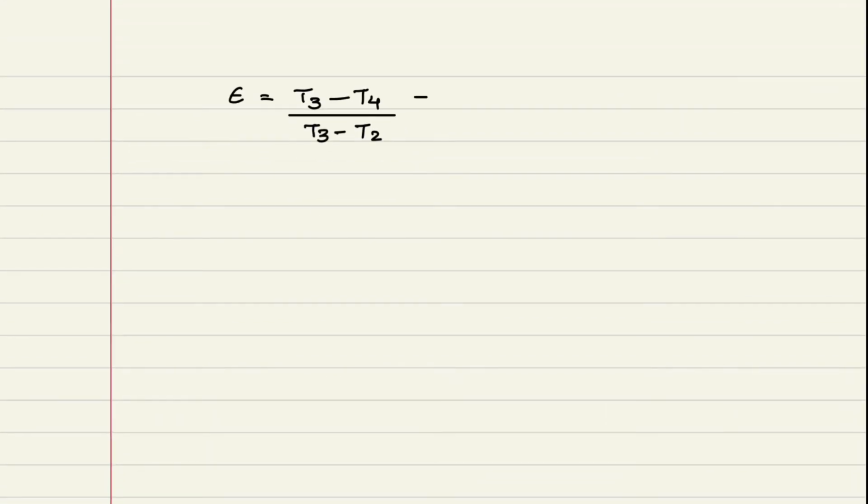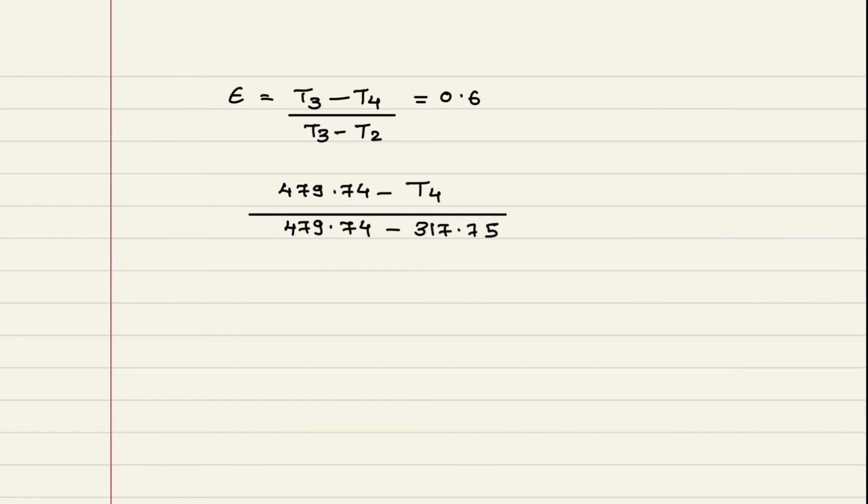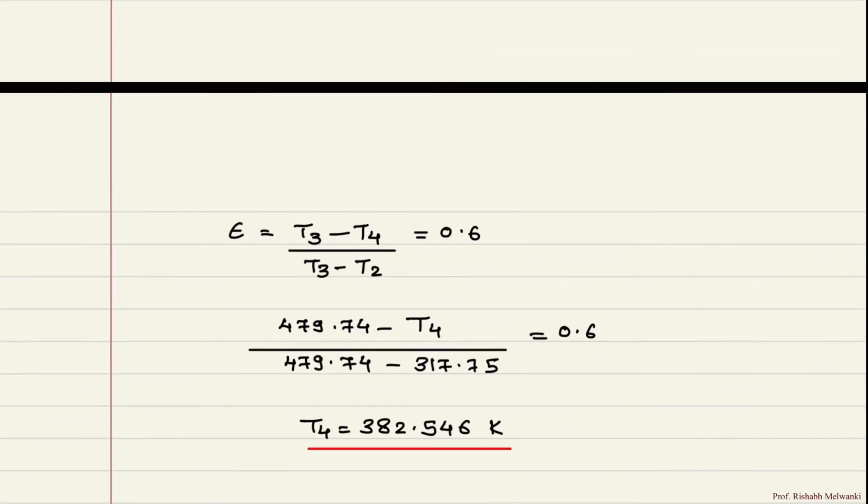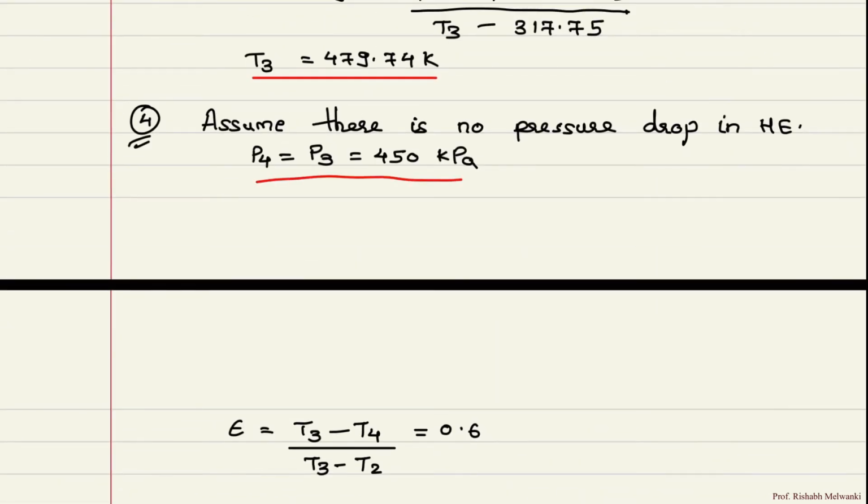Effectiveness is given as 0.6. T3 value is known, and T4 we have to calculate. Only unknown is T4. So T4 is equal to 382.546 Kelvin. So we have calculated temperature and pressure of point 4.